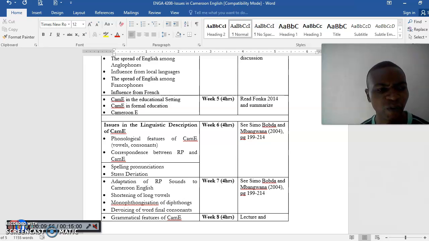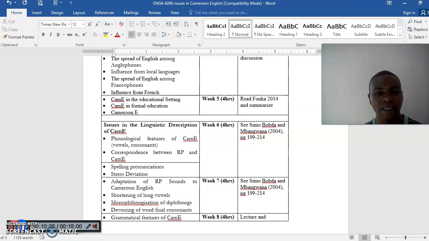And then we move on to issues in the linguistic setting. We have Cameroon English in education, Cameroon English in formal education. How is Cameroon English in education? Do we use Cameroon English in teaching or British English? And do people actually speak this Cameroon English or they speak British English? So that is what we also want to look at.